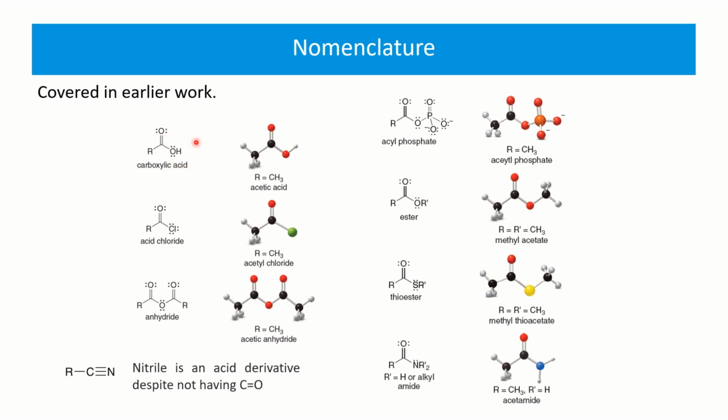So we substitute the OH for species like chloride, in this case acid chloride, or the carboxylate, which is anhydride. You can see here we've got a thiol instead of an OH, and so this is a thiol ester. And of course here the nitriles, interestingly enough, are also thought of as carboxylic acid derivatives.